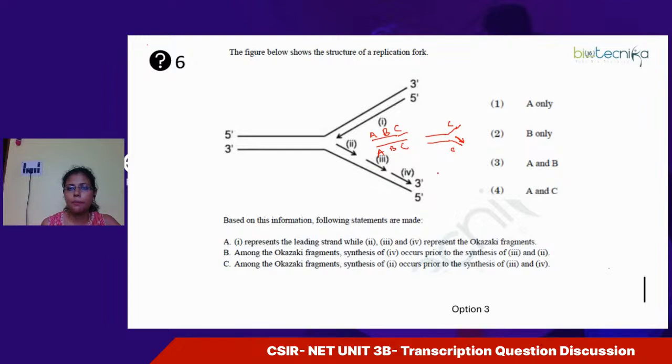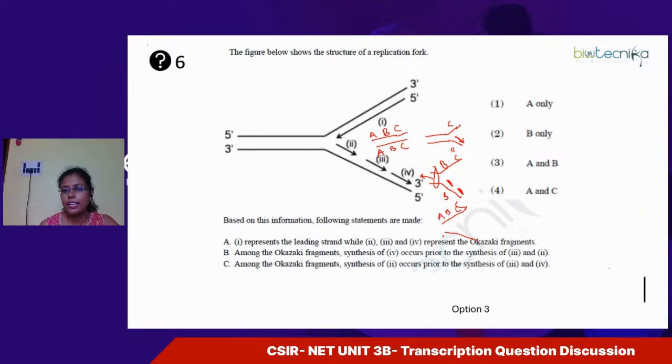After this, what will happen? Now the segments B and C will open. C has already been synthesized. Now B will be synthesized because your polymerase is here and it is moving this side, right? After that, I will get a fork comprising A, B, and C.